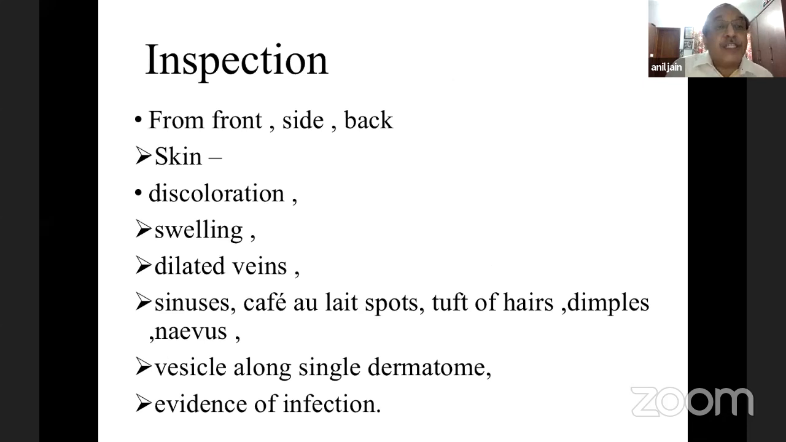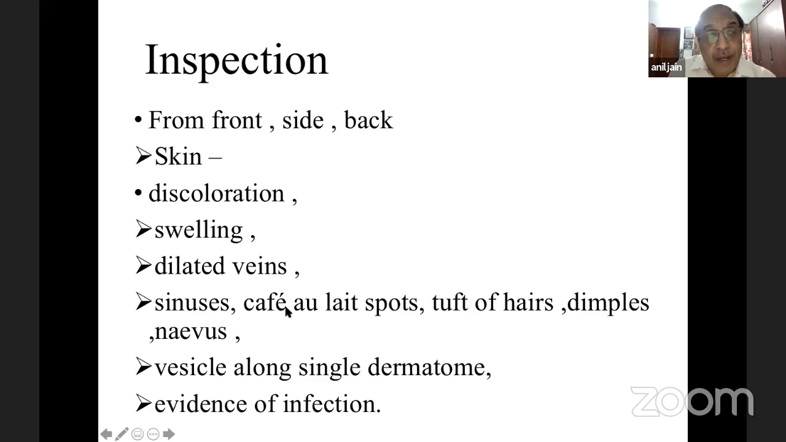Now you need to inspect from the front, side, and back for skin, any discoloration, any swelling, dilated veins, sinuses, cafe au lait spots, tuft of hair, dimple and nevus, vesicles along single dermatomes, and evidence of infection anywhere in the body. The rest of the things are self-explanatory, but I would like to spend a minute on the cafe au lait spot.